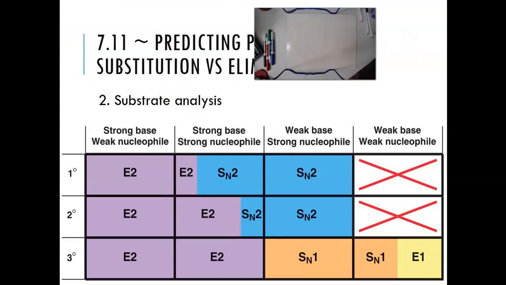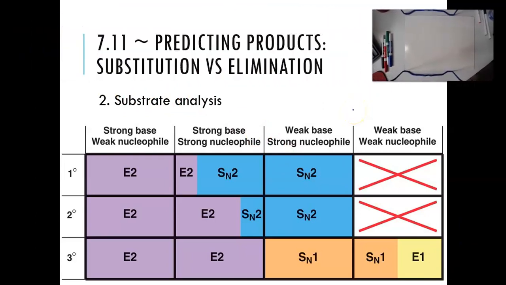Move my little camera. There we go. Now this table is straight out of our book, and it's giving us a lot of information. So we're going to focus on the left-hand column over here. And in the left-hand column, we can see that we're dividing this up into primary, secondary, and tertiary substrates. And remember, this is referring to the carbon that is bonded to our leaving group.